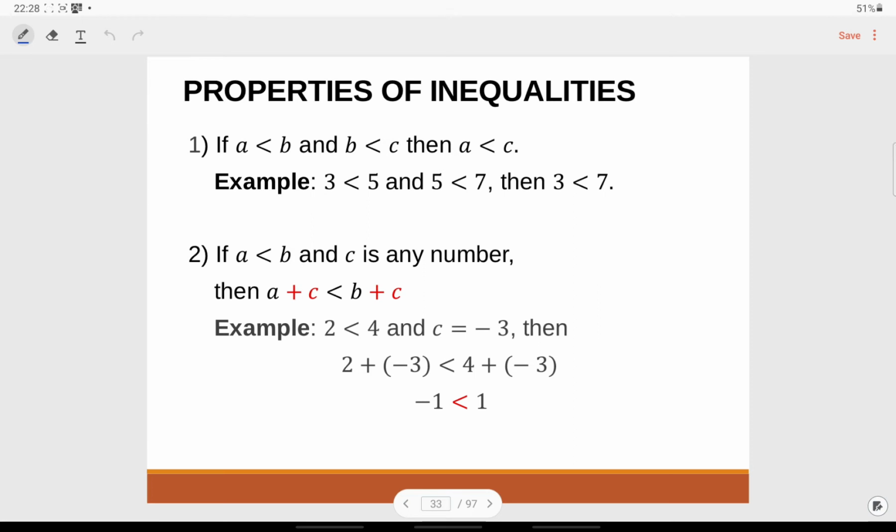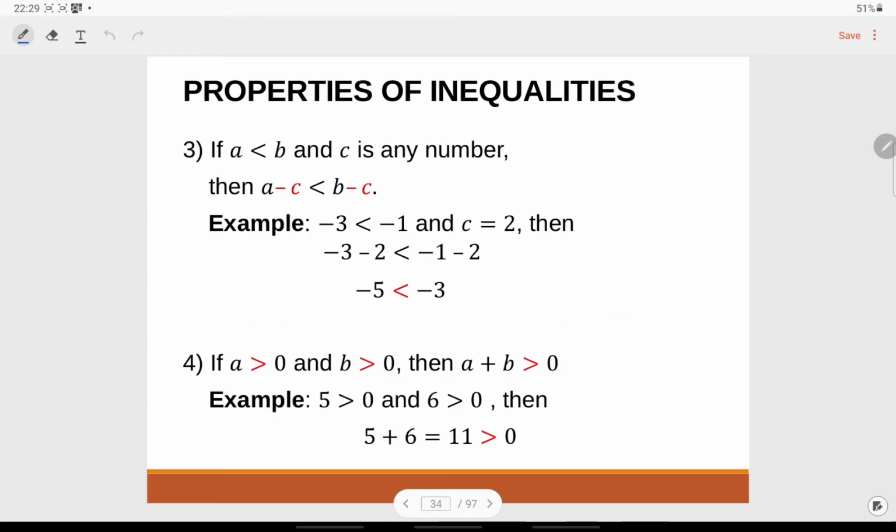If A is less than B and B is less than C, then A is less than C. You can see the example. If A is less than B and C is any number, then A plus C is less than B plus C. What does it mean? That means if we add one number to both sides of this inequality, the sign remains the same. So we have A plus C less than B plus C. You can see the example here.